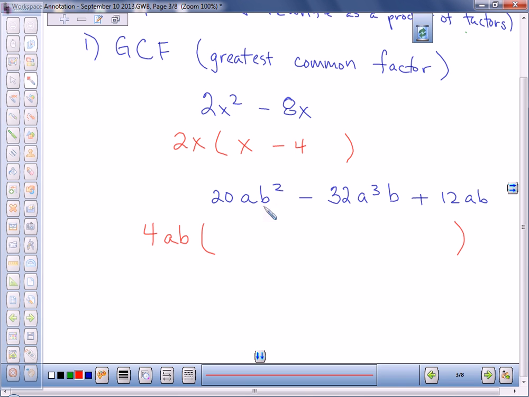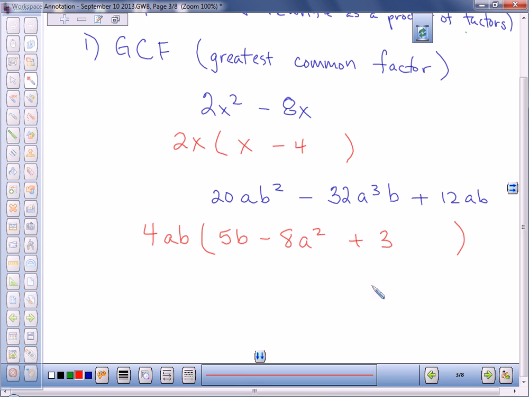And so if I factor that out of 20AB squared, what am I left with? 5B. When I factor it out of negative 32A cubed B, what am I left with? Good. And what is the final term? 3B. Good. Any questions?